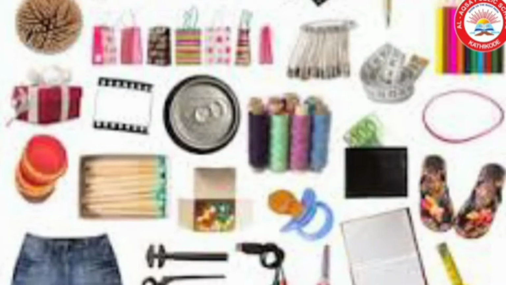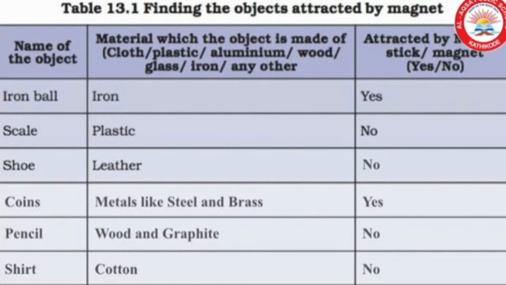Now we can discuss another activity. Collect various objects of day-to-day use from your surroundings. You can also take a magnet and touch these objects with it and observe which objects stick to the magnet, and prepare a table like this. After doing this activity, we can see that the magnet attracts the iron ball and coins and does not attract the scale, shoe, pencil and shirt.